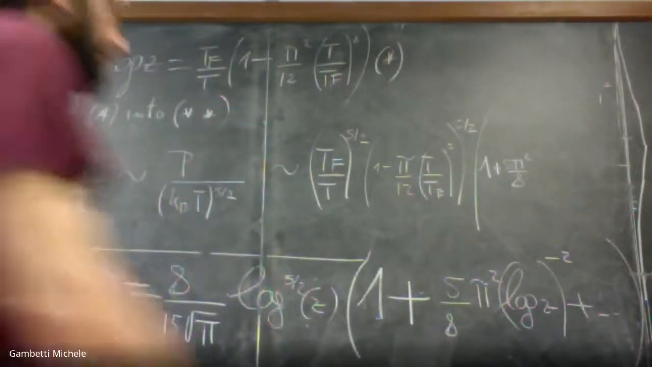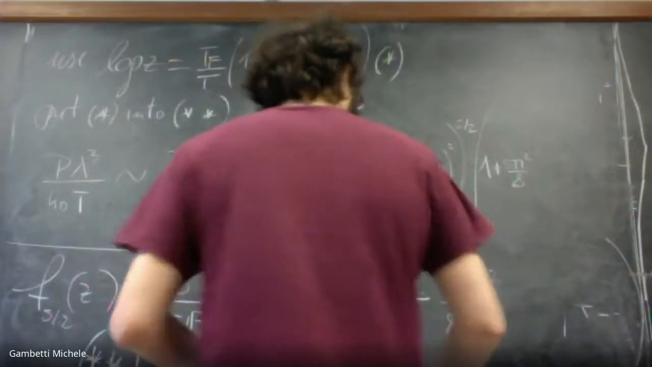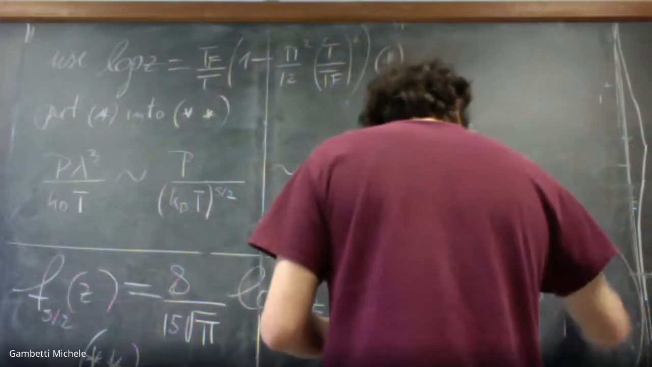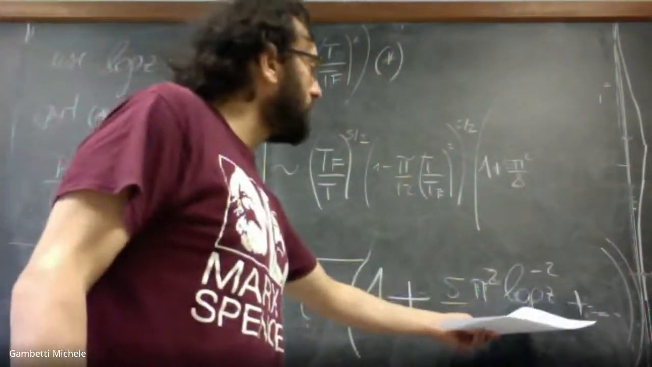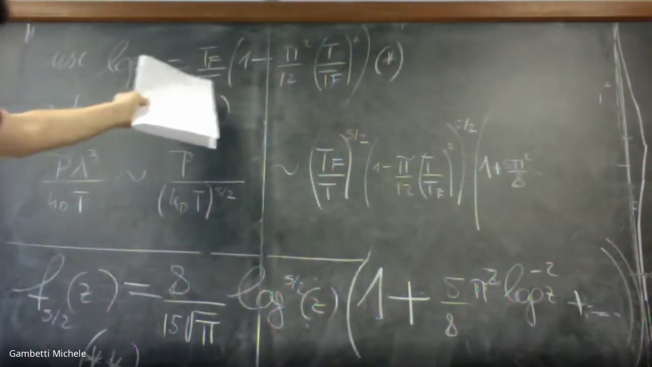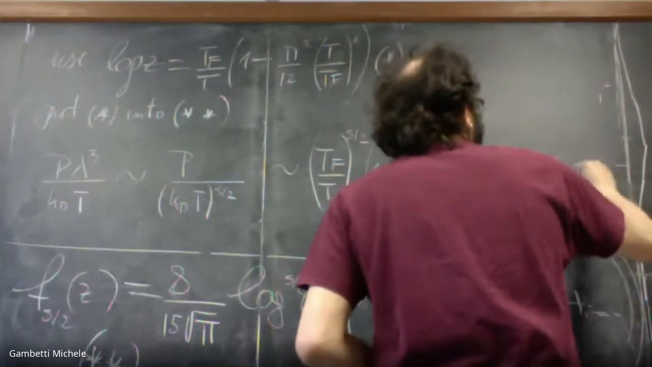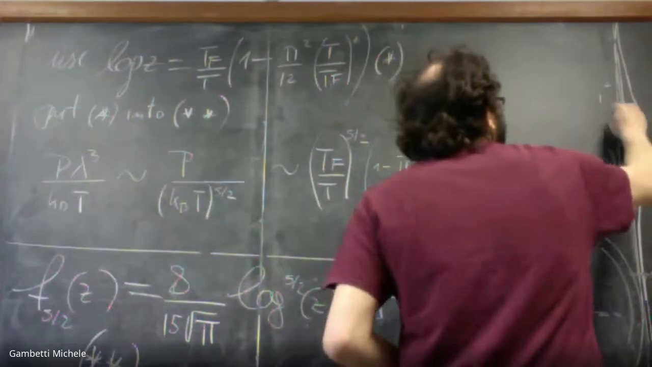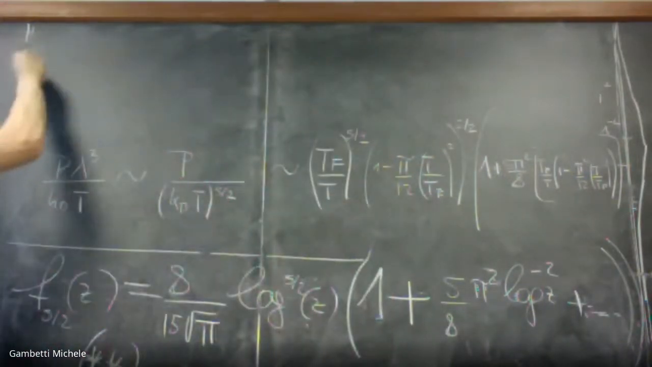Okay, so I think I need some space. Sorry, this was the 5 half, 5 squared, and this was the log of minus 2, plus other steps. Yeah, so I have to introduce this log z minus 2 in here by using this guy here. That will be TF over T, so P, TF over T, 1 minus pi squared 12, T over TF squared, everything to the power of minus 2. I have to write it back again, otherwise you can't see anything. I'm sorry.